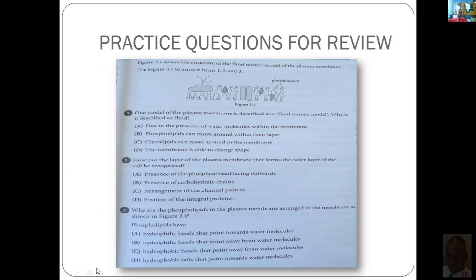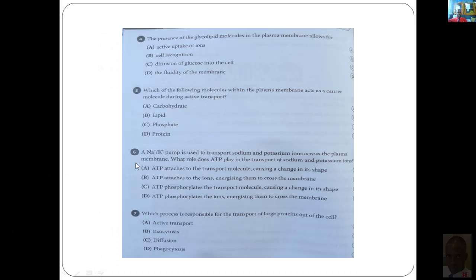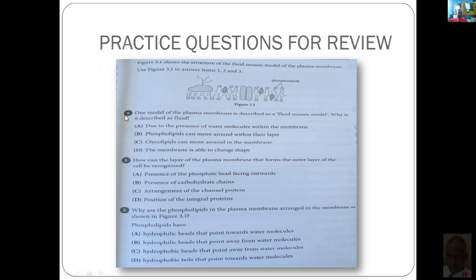Now, what you can do for review is to look at these questions. We can go through them right now. These can be sent to you in hard copy form. I hope you can see this clearly, as I know that the image might be a bit blurry. So I'll just read it. Figure 3.1 shows the structure of a fluid mosaic model of the plasma membrane. Use figure 3.1 to answer questions 1, 2, and 3.